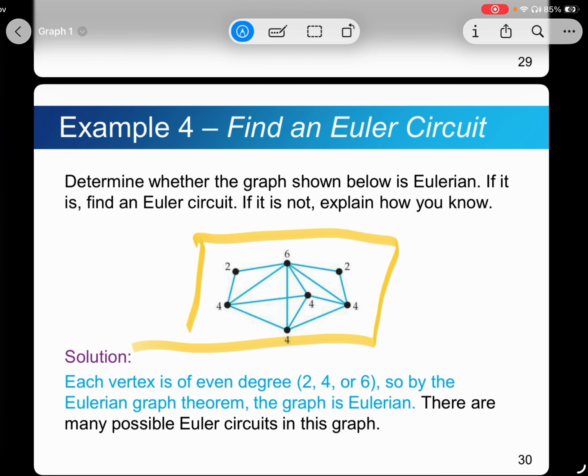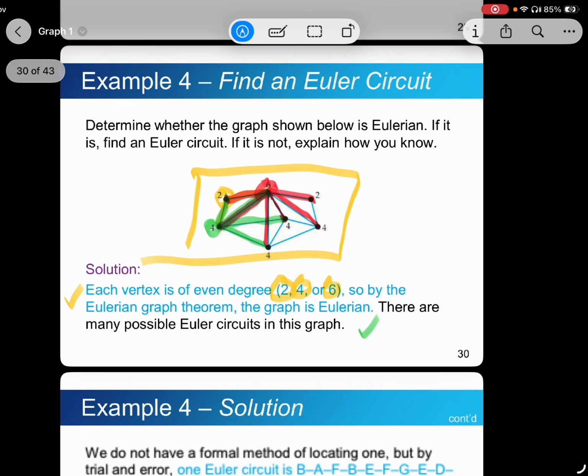Each vertex is of even degree: 2, 4, or 6. So by the Eulerian graph theorem, this is Eulerian. How can we say so? For example, our vertex with degree 2 has 1 and then 2. For the one with 6, I have 1, 2, 3, 4, 5, and then 6. What about the 4? I have 1, 2, 3, and then 4. So there are many possible Euler circuits in this graph.